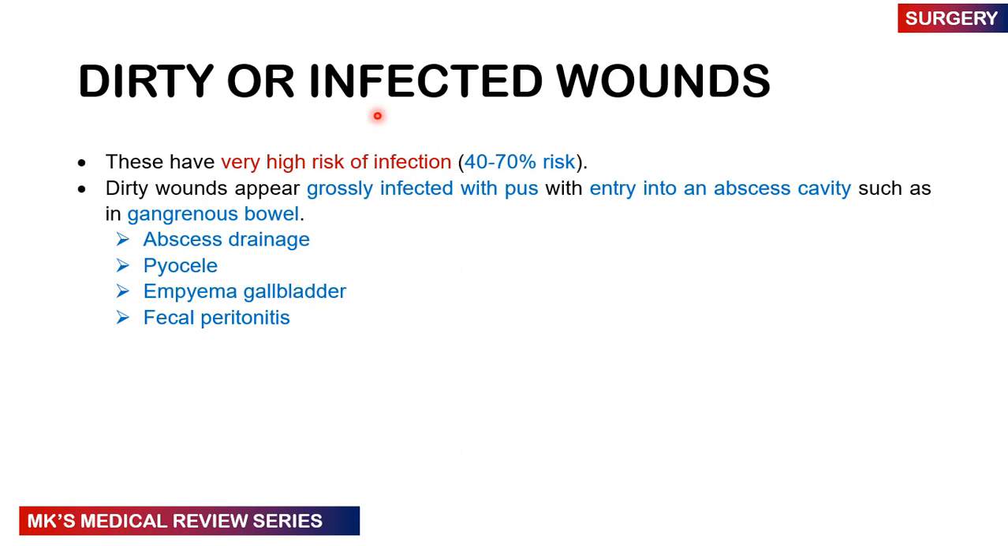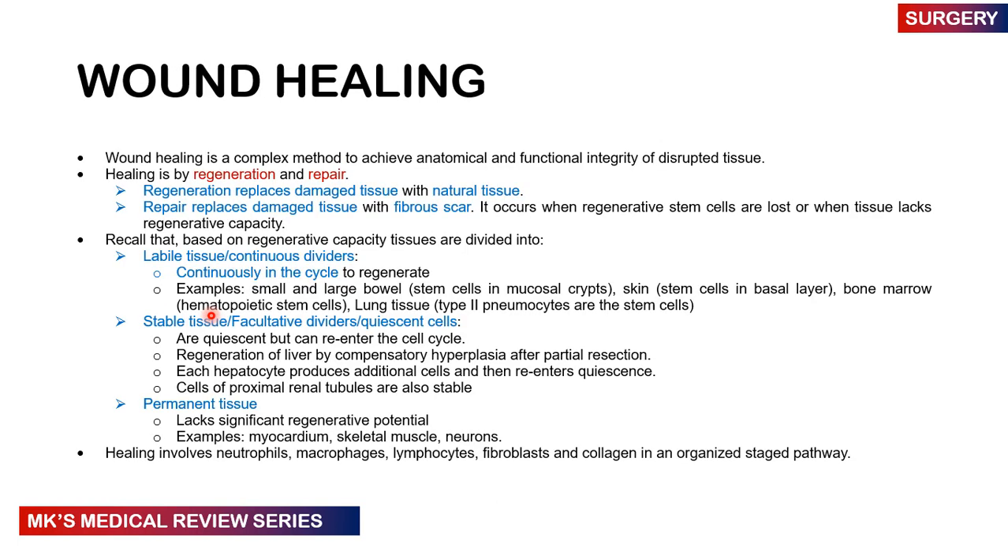Then we have the dirty wounds or infected wounds. These have a very high risk of infection, 40 to 70% risk. So these are going to be grossly infected with pus. It may be with entry into an abscess cavity, such as a gangrenous bowel, for example, an abscess drainage, a pyocele, empyema gallbladder, even fecal peritonitis. Again, here you're going to be giving antibiotics for treatment.